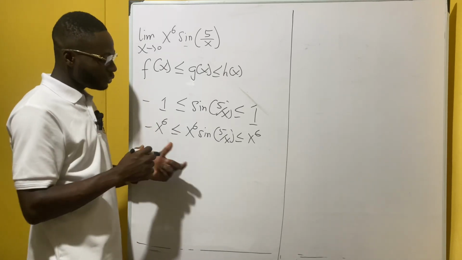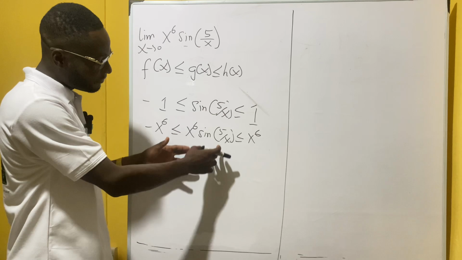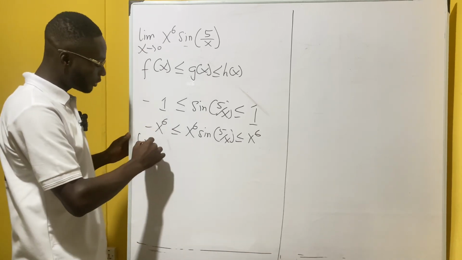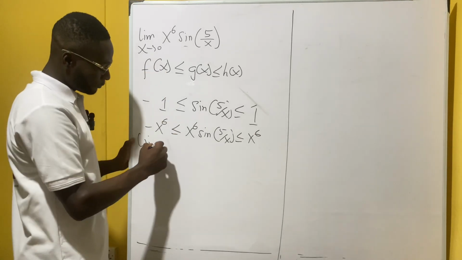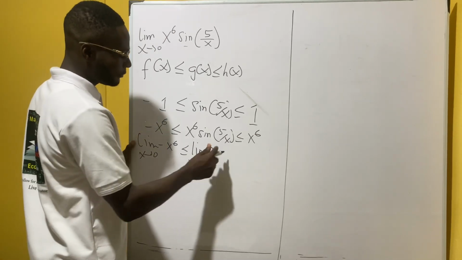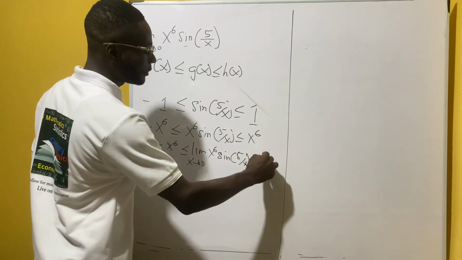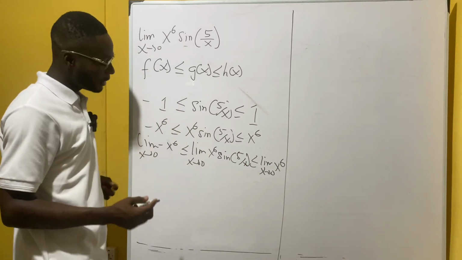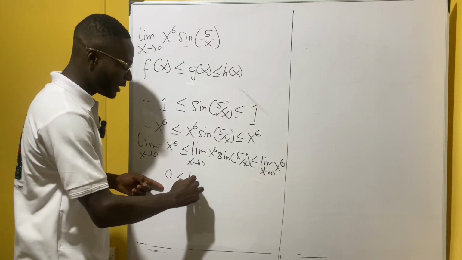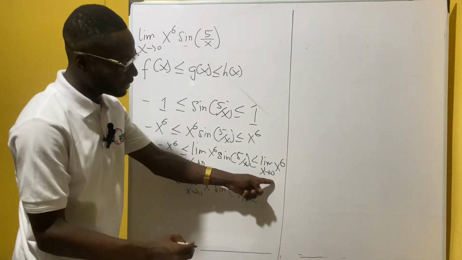Then we do what we call limit application. Now that we have the same function as the one given here, we apply the limits to all the terms. So we have the limit as x approaches 0 of negative x^6, less than or equal to the limit as x approaches 0 of x^6 sine of 5/x, less than or equal to the limit as x approaches 0 of x^6. We all know that when you substitute 0 in here, we are going to have 0, and this one on the right is, of course, 0 too.